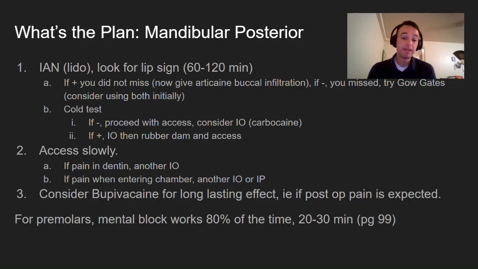If they feel it when I'm entering the chamber, I can either do an IO or consider an intrapulpal at that point. And remember, for the IAN, consider Marcaine for long lasting, especially if I think they're going to have problems post-op recovering or increased pain for any reason. And then if it's a premolar, consider the mental block instead of the IAN. It has a good success rate. Just know that it's not super long acting.